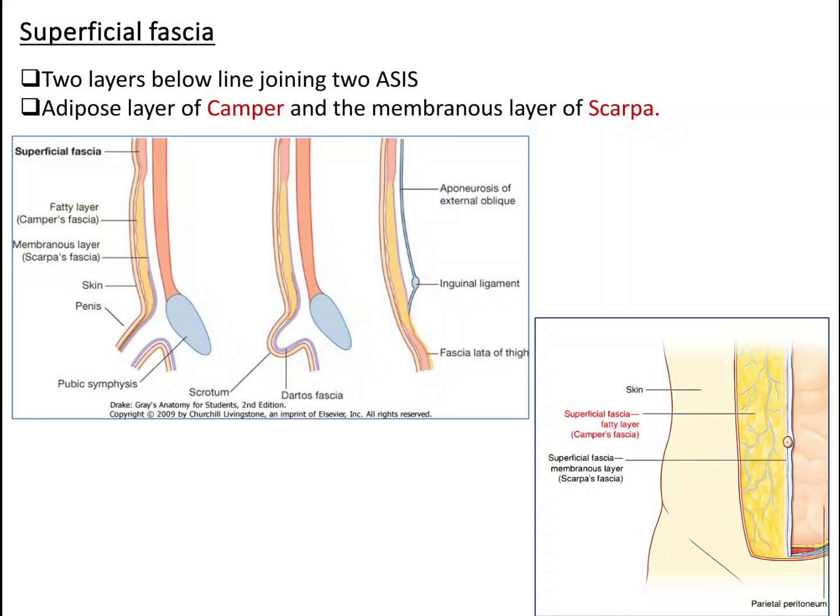So in this video, we will describe the superficial fascia of the anterior abdominal wall. Remember, the superficial fascia of the anterior abdominal wall is double layered.